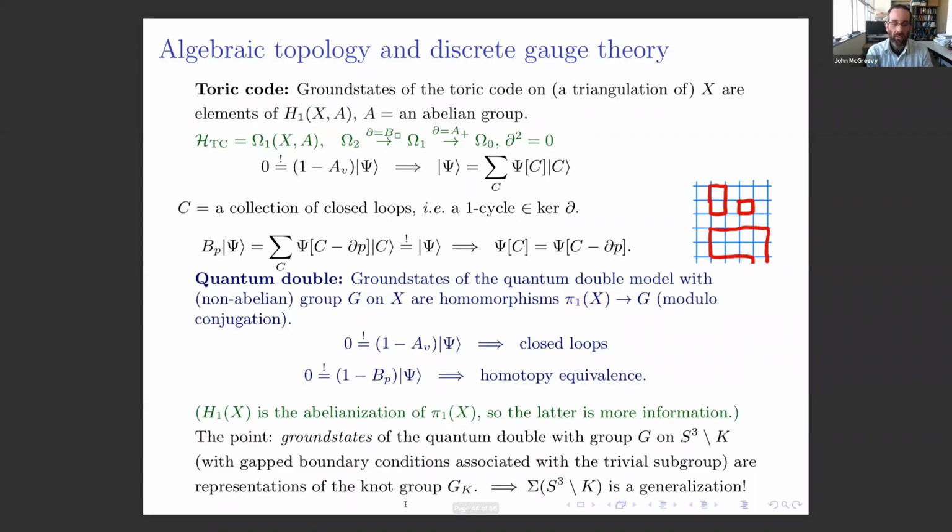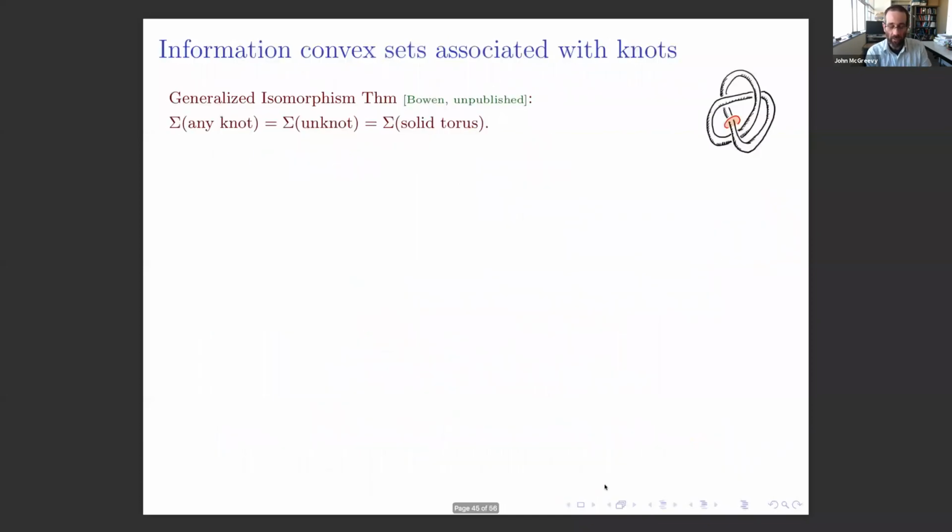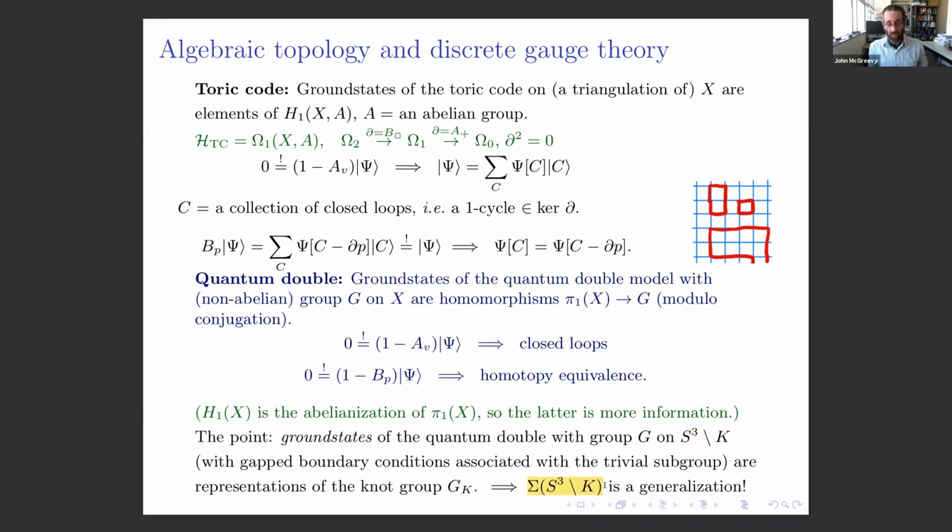My point in mentioning this is that ground states of the quantum double, if you put it on the complement of a knot with appropriate gapped boundary conditions, are representations of the knot group. So that's exactly these knot invariants that we were just talking about. In particular, if you consider ground states of the quantum double for all G, you could detect all of the knottedness. But this means that the information convex set associated to the complement of a knot is a generalization of that. It's more information in the sense that now we're not demanding that it's a ground state everywhere. We're allowing for excitations outside of that region, and so we can hope that it has more information.